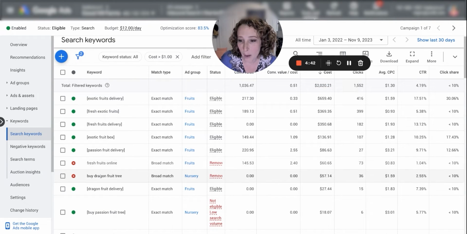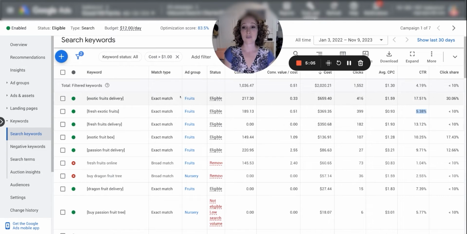Here's some of our old broad match keywords that we paused. So I'm just going to kind of see what we can see. The one that's spending the most is exotic fruits delivery. Second most, fresh exotic fruits is spending the second most, which is a little more than half the amount that the main keyword spent. And I'm guessing, yeah.